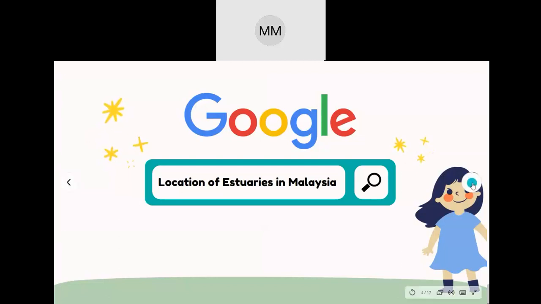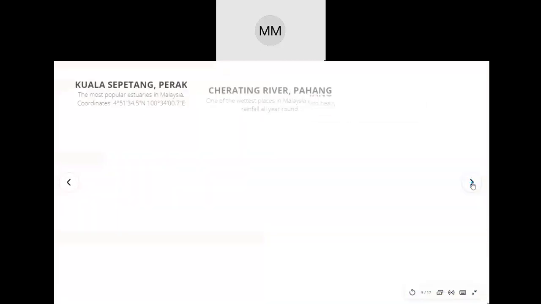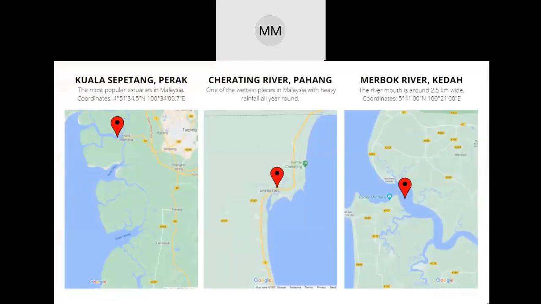So these are examples of estuary locations in Malaysia. The first one is the Kuala Sepetang, located in Perak. Kuala Sepetang is the most popular estuary in Malaysia. Second one is Cherating River, located in Pahang. It is one of the wettest places in Malaysia with heavy rainfall all year round. And lastly is the Merbok River, located in Kedah. Next.